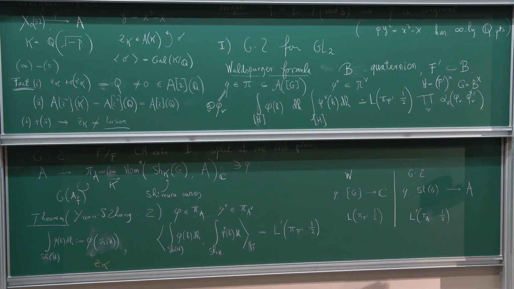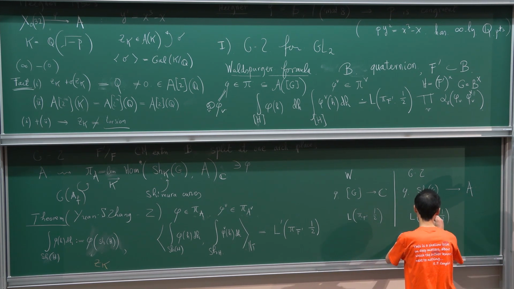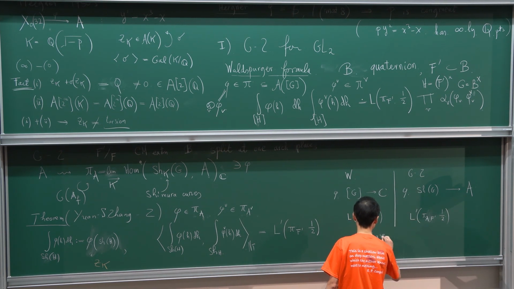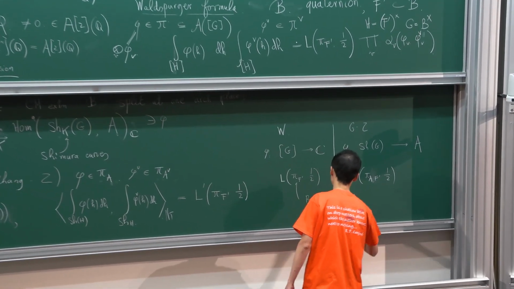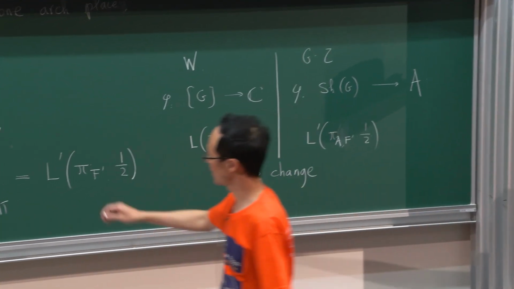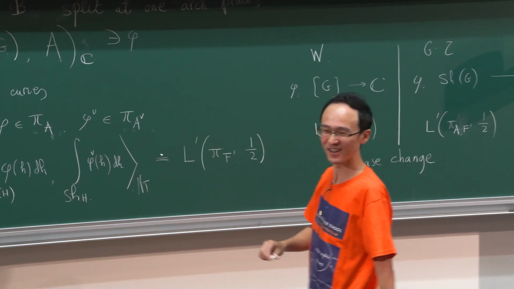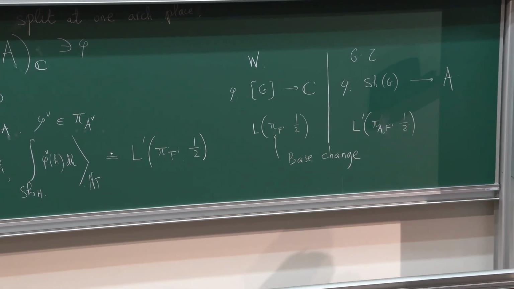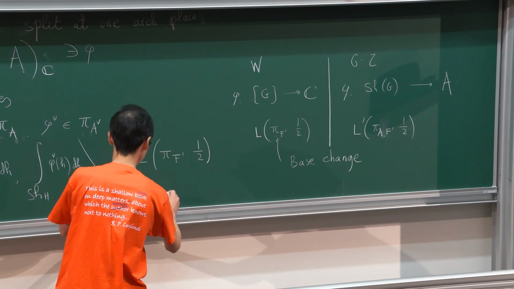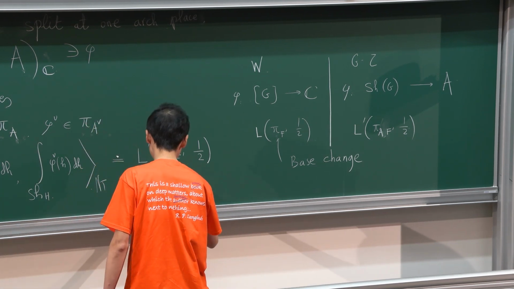Any more questions so far? Pi_A base change to f prime, yes. I should put a dot here, depending on the choice of pi. Right, how did I forget that important point? I wanted to put pi_v.